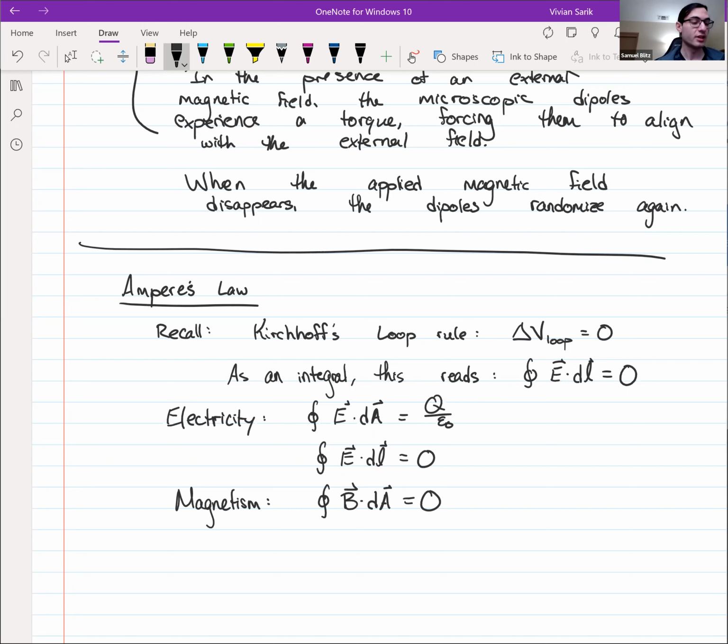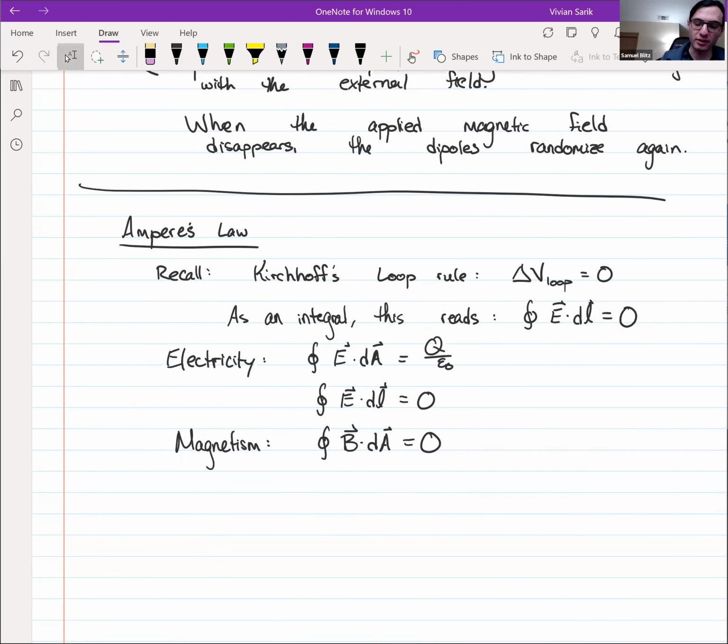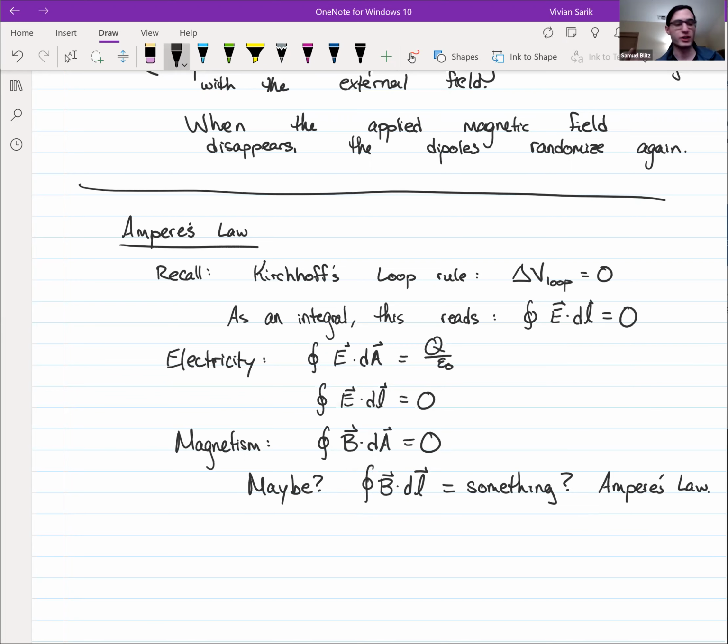So you might be able to guess that there's sort of this duality between lines and surfaces, between electricity and magnetism, as you may have already intuited. But you might expect that you get something like a loop integral B dot dl is equal to something. And you'd be 100% correct that there is a relationship about magnetic fields that has this form. In fact, this is Ampere's law. And we're going to be more formal about it. I'll actually give you the formula for it later.